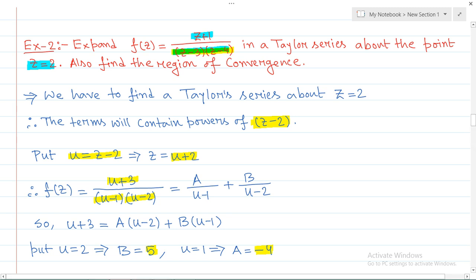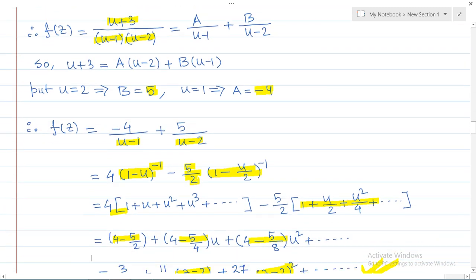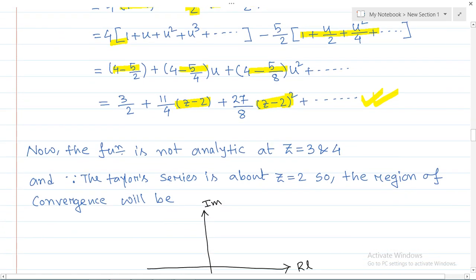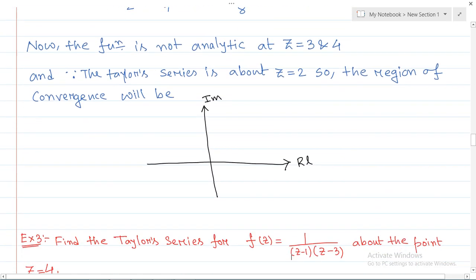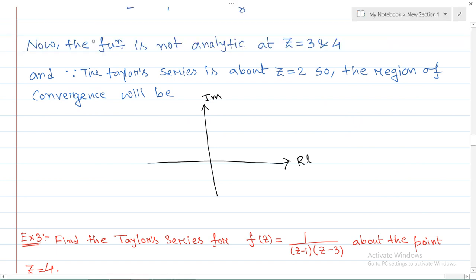But as it is the need of Taylor series, we need a circle, and we have expanded the Taylor series about z equal to 2. So our center is given, that is z equal to 2, but we cannot put z equal to 3, we cannot put z equal to 4. So what should be the region of convergence now? Let us try to understand.